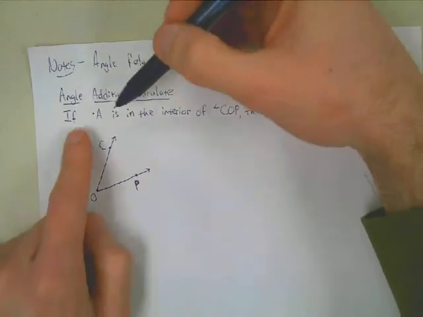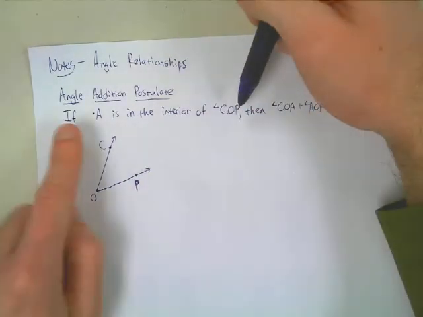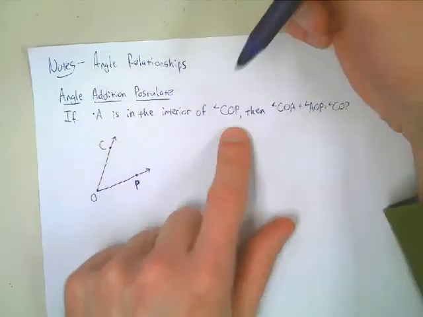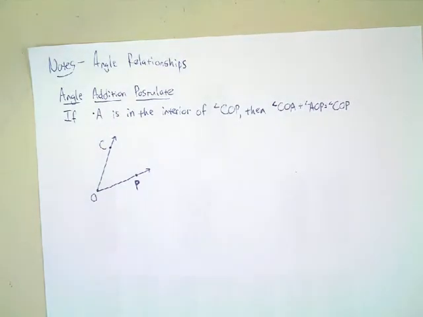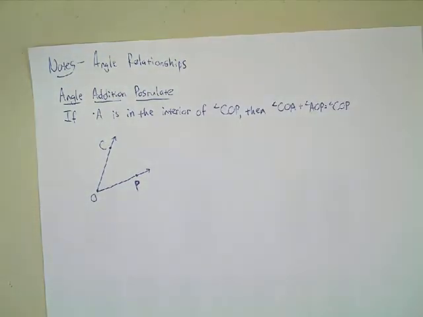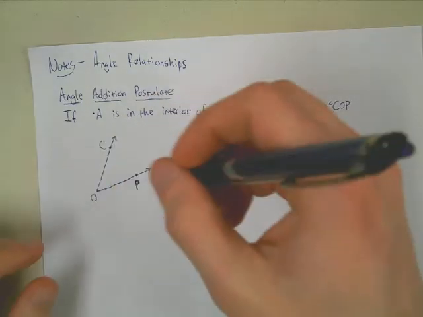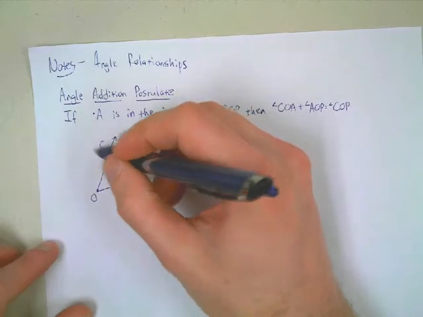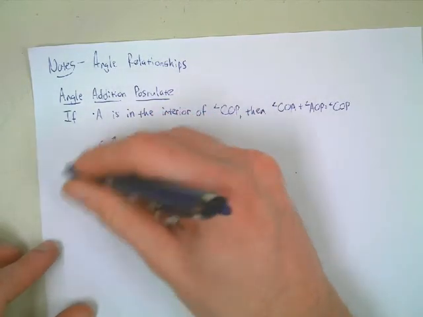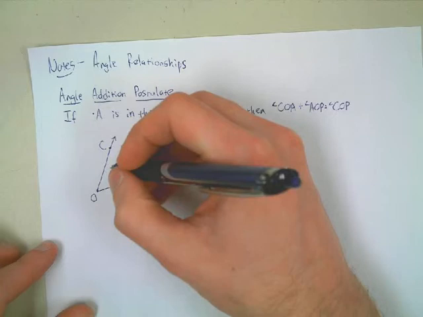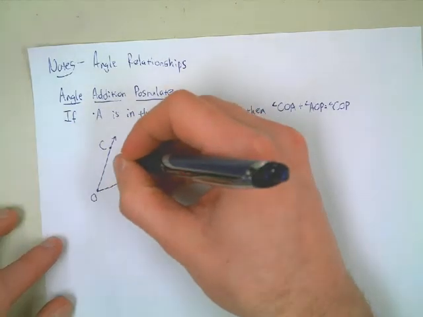So we have an angle COP, but then we have point A in the interior of angle COP. Now we haven't talked about being in the interior of an angle, but I think most of you probably know what that means. What does it mean to be in the interior of something? Inside it, right? So what does it mean to be inside the angle? Yes, in between the 2 rays. So this would be outside, in the exterior of the angle. This is right in the interior. So A can be right there if we want to put it.